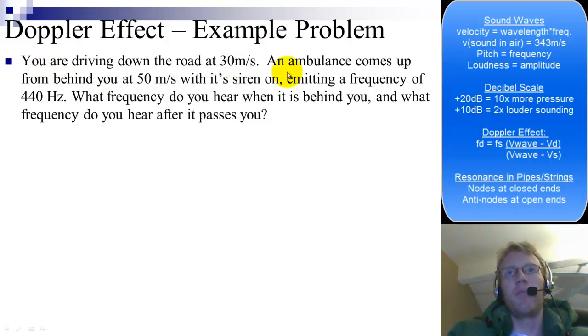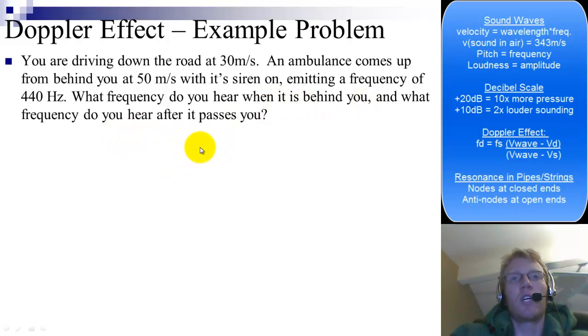You're driving down the road at 30 meters per second. An ambulance comes up from behind you at 50 meters per second with its sirens on, emitting a frequency of 440 hertz. What frequency do you hear as it's behind you? What frequency do you hear after it passes you? So we're going to be right here.